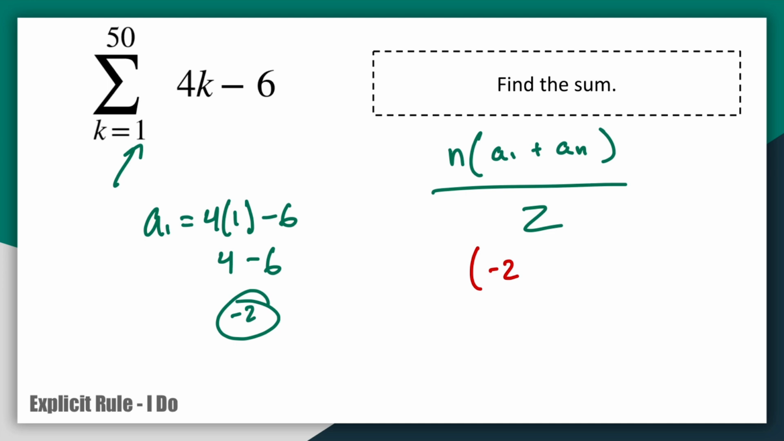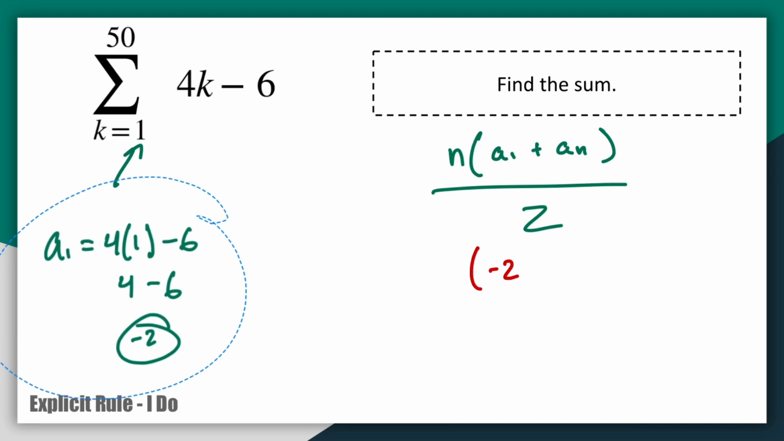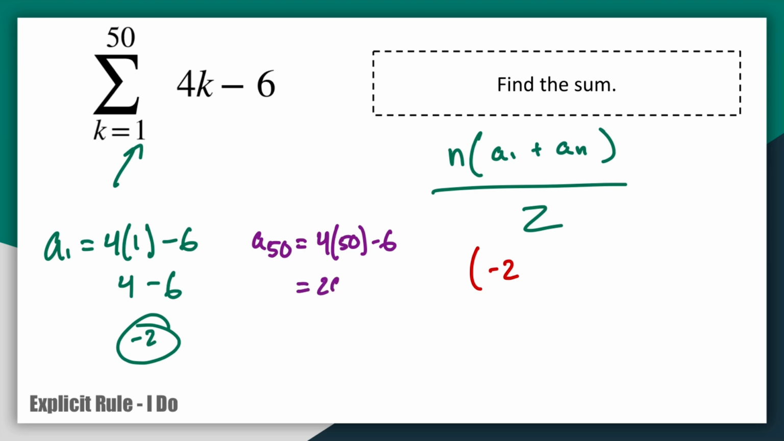So let me move some of this stuff out of the way. Okay, so we're going to have a of 50 is equal to 4 times 50 minus 6. 4 times 50 is 200. 200 minus 6, we get a of 50 is equal to 194. Okay, so now we're at plus 194.